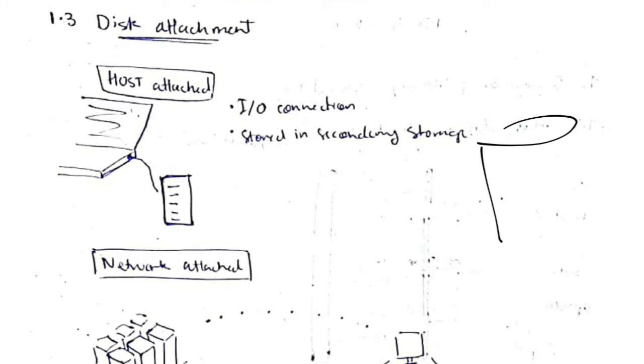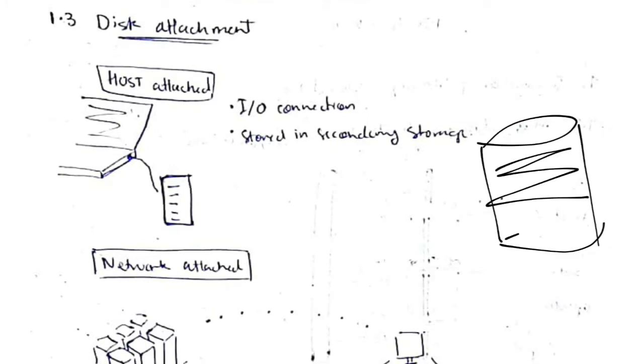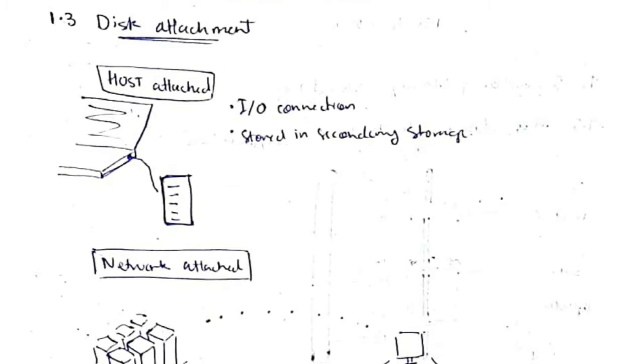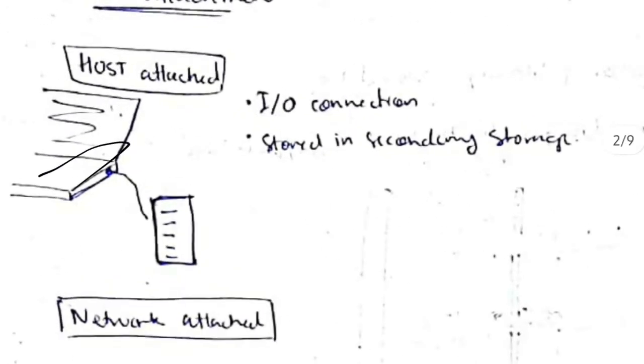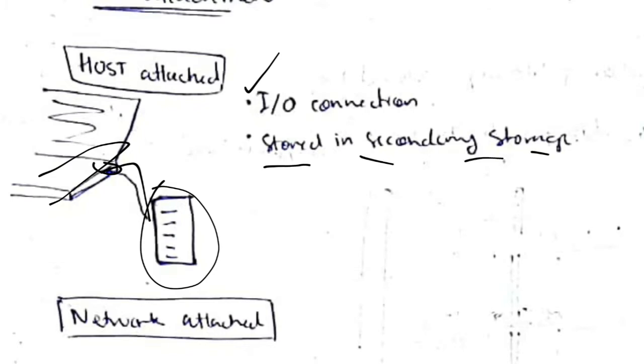Since we have the disk here in the secondary storage, how can this be accessed and connected to the device which we are using? Okay, so there are three types mainly. First one is host attachment, which means if this is your laptop here, and here you have a port to attach to the secondary storage, that will be done by IO connection, input output connection, and it's stored in the secondary storage, which is here. It is with us only. Okay, it's not located at any other location. So this is known as host attached.